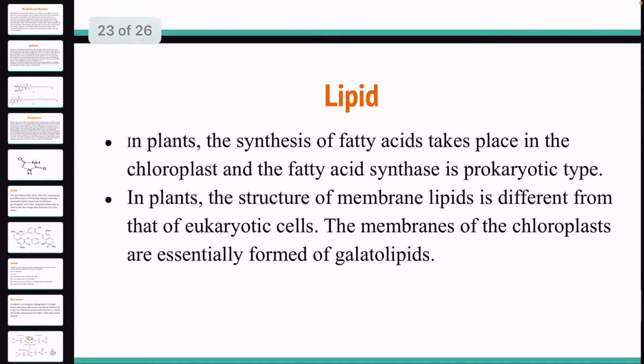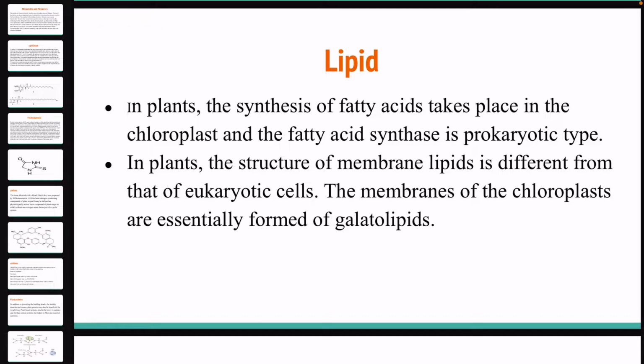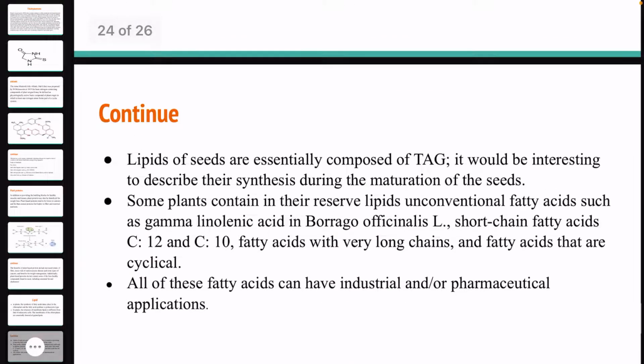So, lipids. In lipids, the synthesis of fatty acid takes place in the chloroplast, and the fatty acid synthesized is of the prokaryotic type. In plants, the structure of membrane lipid is different from that of eukaryotic cells. The membranes of chloroplasts are essentially formed by galactolipids. Lipids of seeds are essentially composed of DAG. It would be interesting to describe their synthesis during the maturation of the seed.